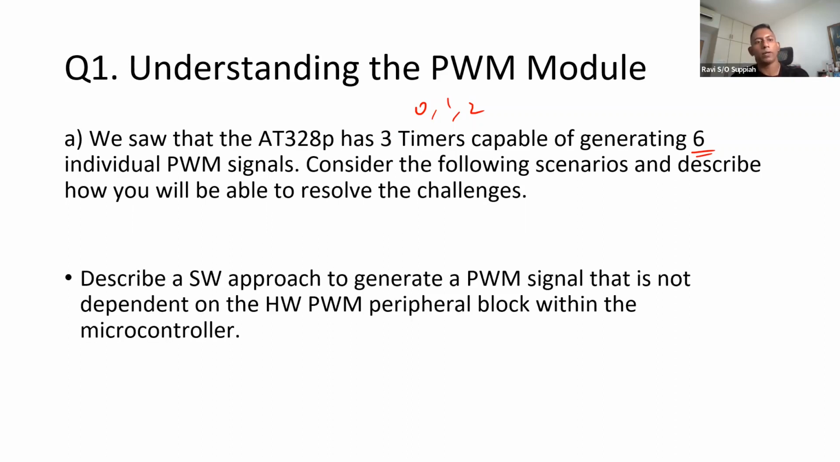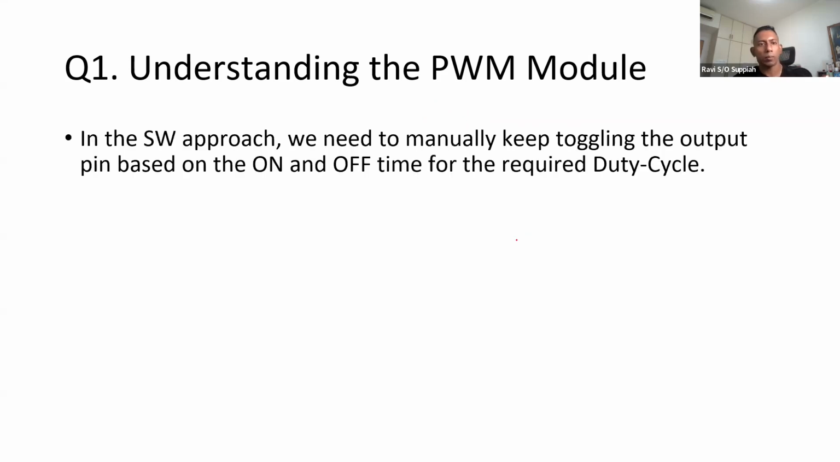The first thing is to describe a software approach to generate a PWM signal that is not dependent on the hardware PWM block. We know that the PWM signal is basically a pulse with a particular high duration and low duration that keeps on repeating indefinitely. We saw that being generated with the PWM block, but now you want to use a software approach. To do it in software, we just need to keep toggling an output based on the desired on and off time.